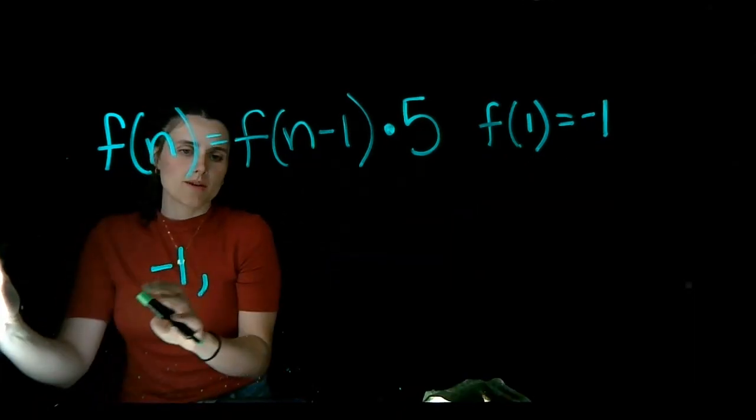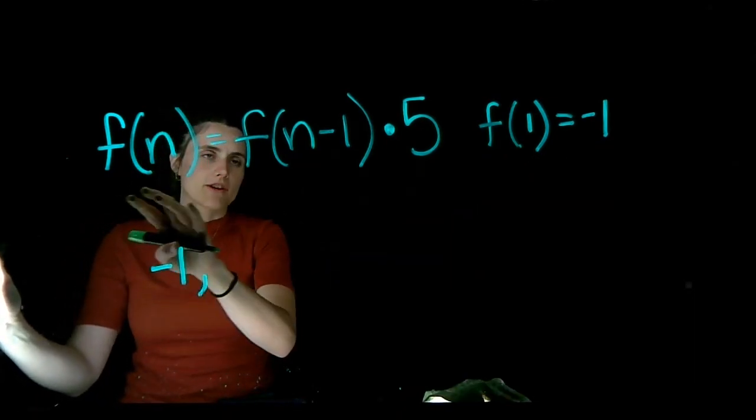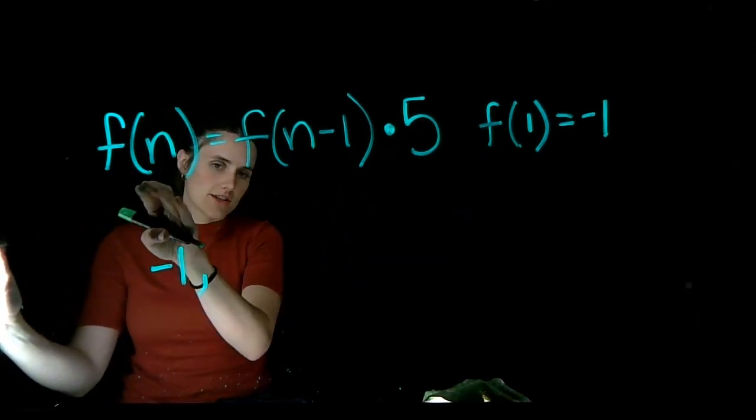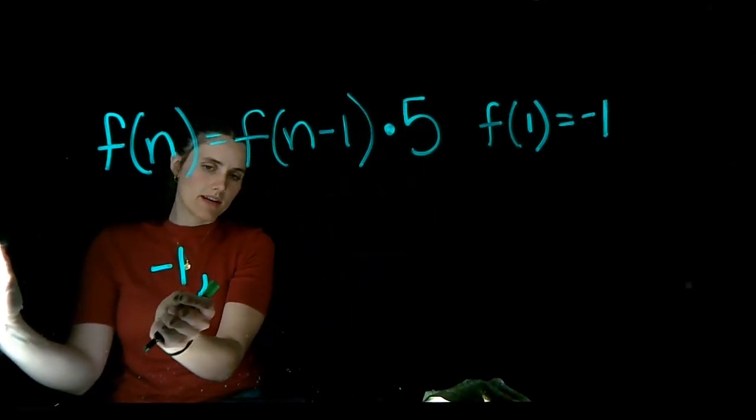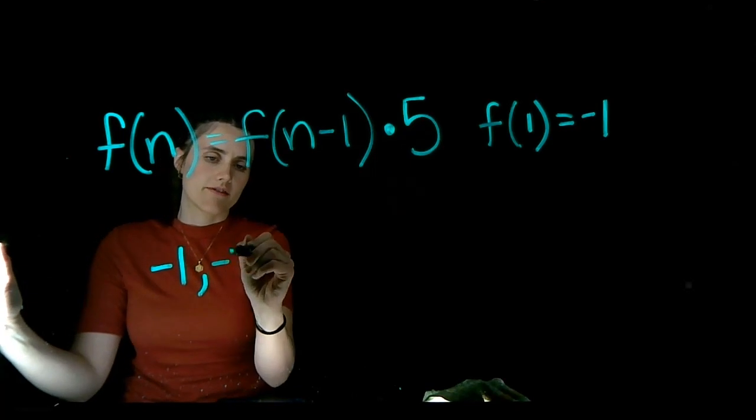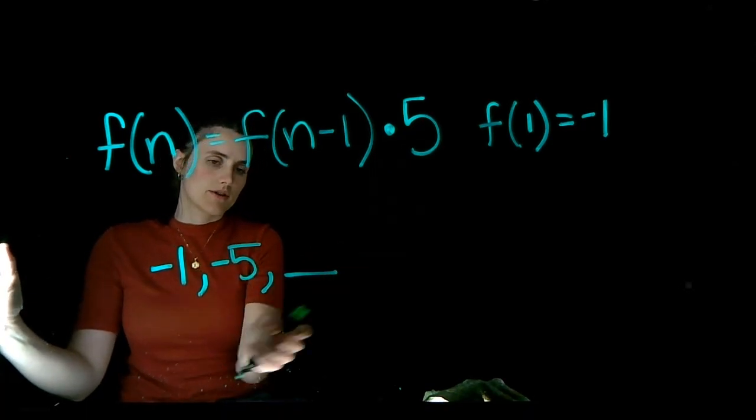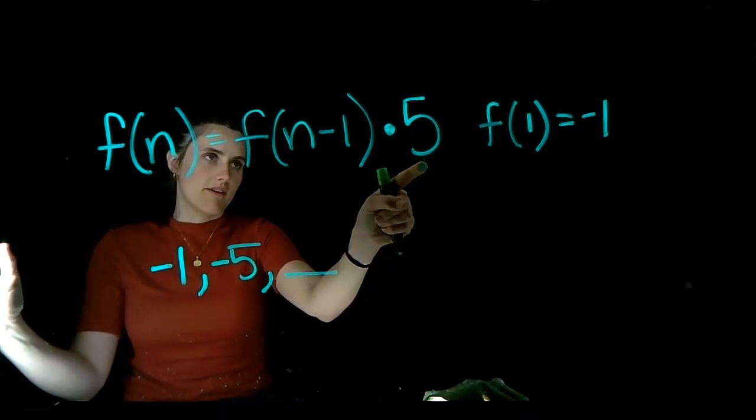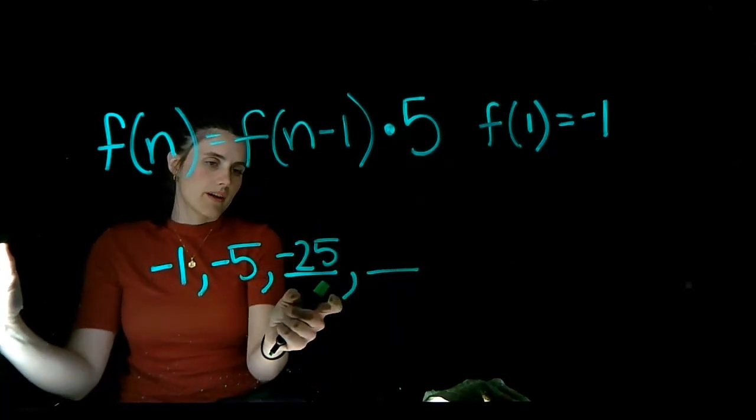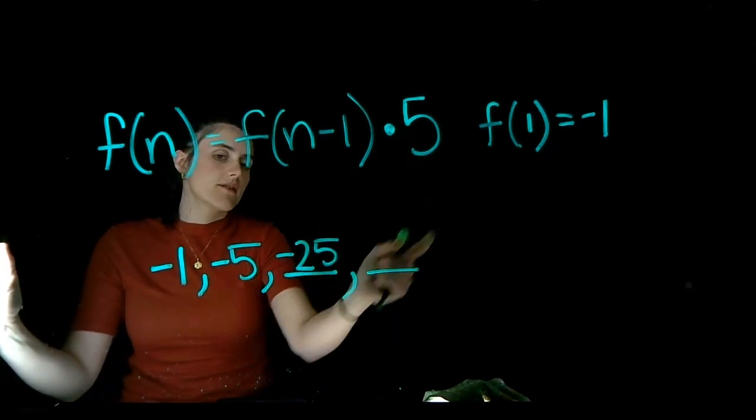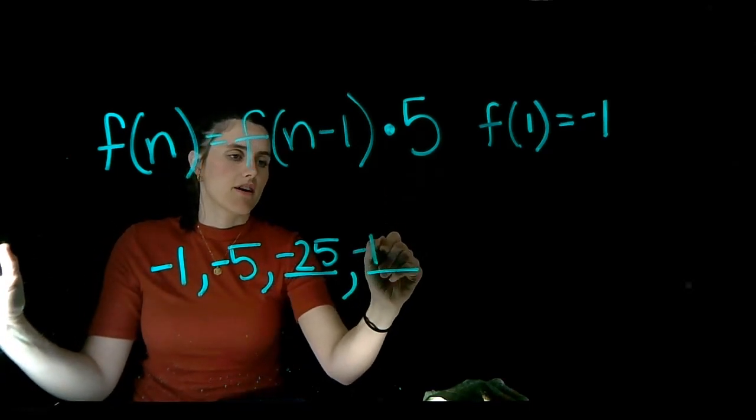I know that my first term is -1, and if I look at my recursive equation, I can see that to get the term I want, I have to take my previous term and multiply it by 5. So I'll take my previous term, -1, multiply it by 5, and that gives me -5. If I want to find this term here, I'm going to take my previous term, which is -5, multiply it by 5, which will give me -25. So then to find this term, my fourth term, I will take my previous term, which is -25, multiply it by 5, which will give me -125.